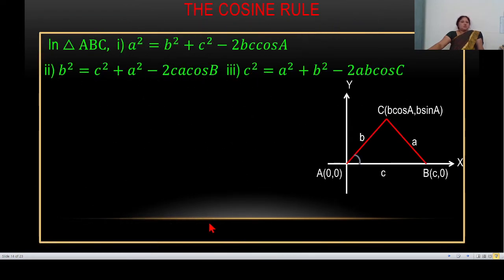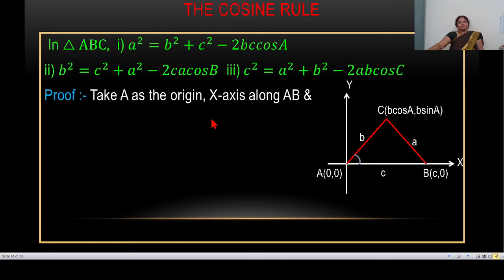Next point, the cosine rule. In a triangle ABC, prove that a square equal to b square plus c square minus 2bc cos A. Second, b square equal to c square plus a square minus 2ca cos B, and c square equal to a square plus b square minus 2ab cos C.